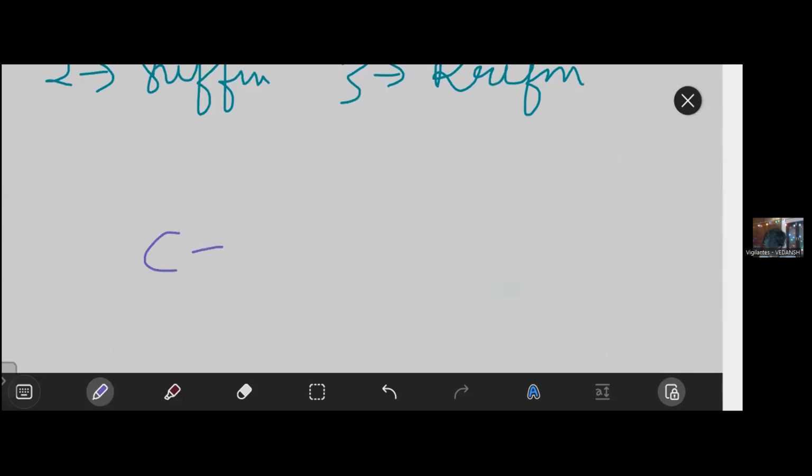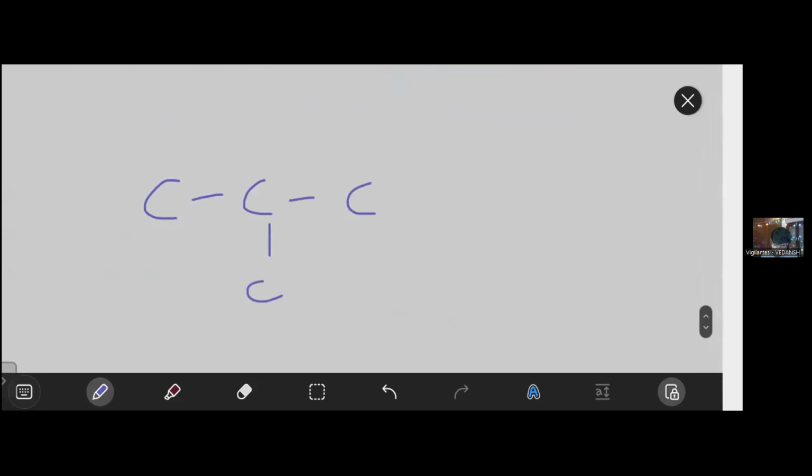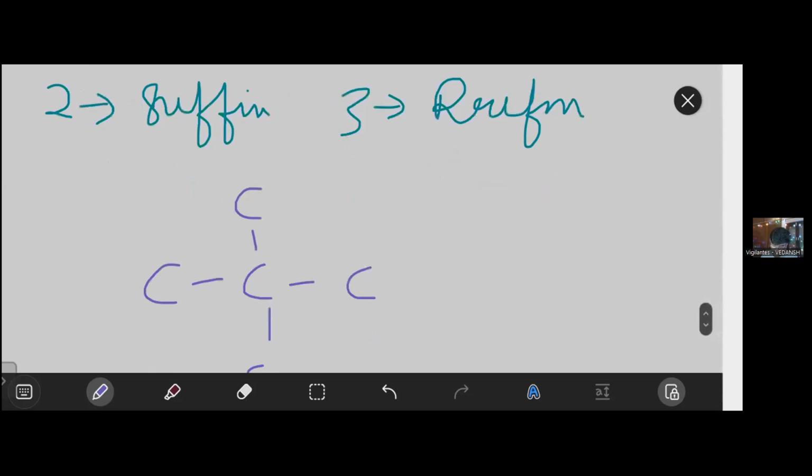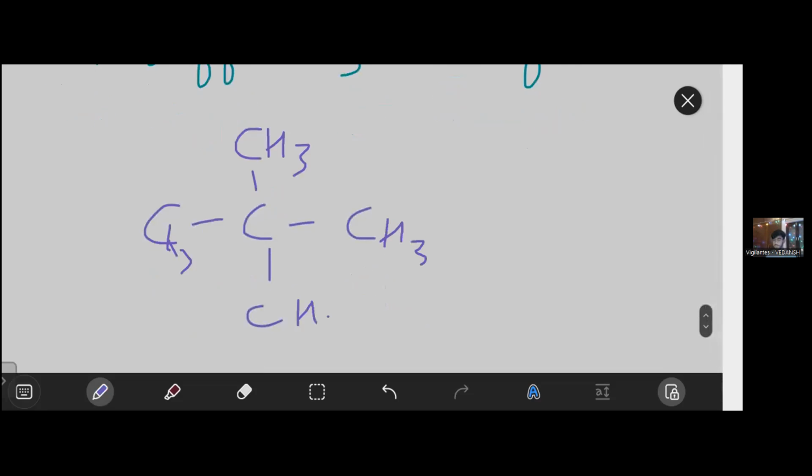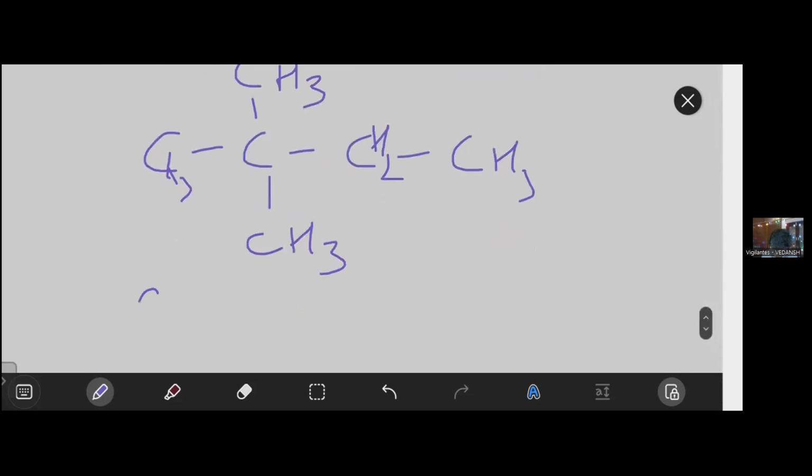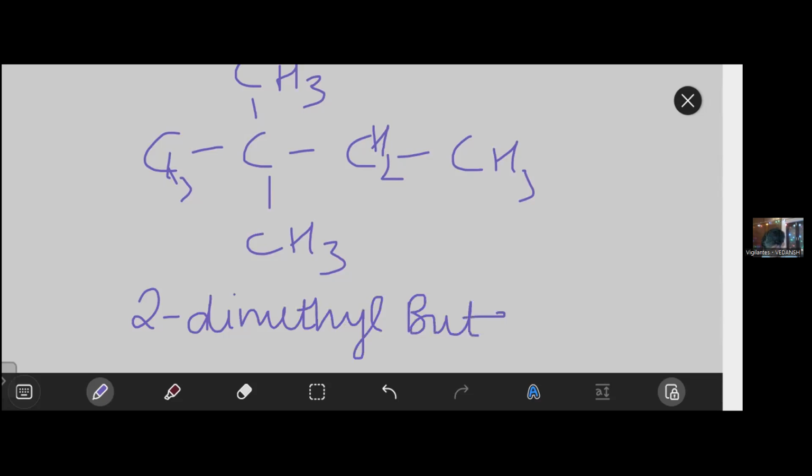So we have carbon, carbon, carbon, a carbon, and a carbon. This is H3, H3, H3 again. Now you may ask that I've drawn this structure, have we seen it somewhere? Yes, you might have. Its name is 2-dimethyl butane. See how I named it very quickly. I followed the steps.